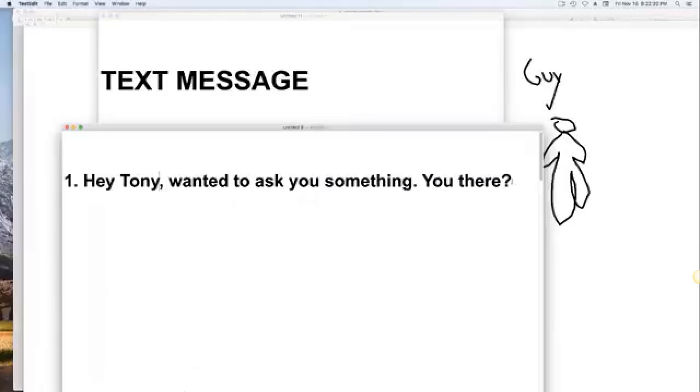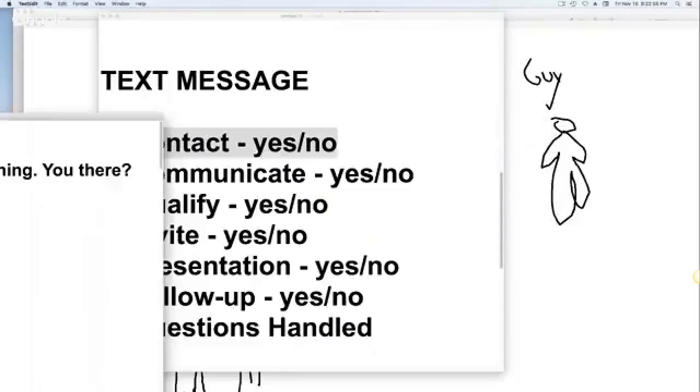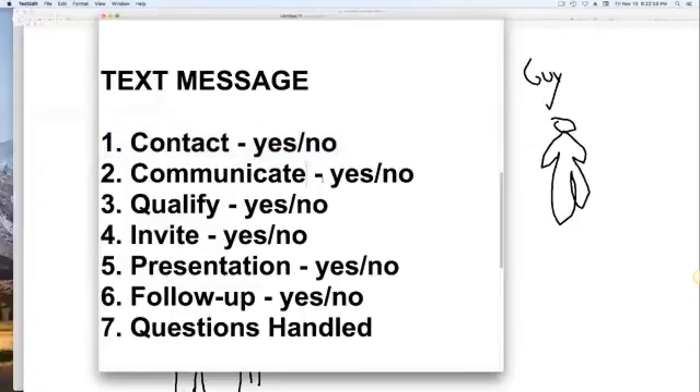There's only 2 outcomes to this, isn't there? Outcome 1. No response. I guess you're done then, aren't you? Outcome 2. Yes. What's up? Binary. Yes, no. Does he want to communicate?